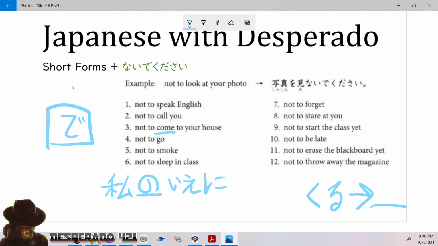Let's try to do the whole thing now. Watashi no ie ni konai de kudasai. Very good. Fantastic. All right, Lavitz.